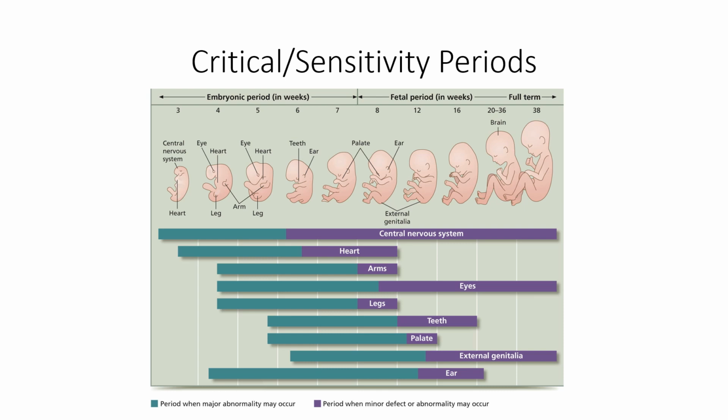Let's look at those critical periods. These critical periods are the periods in time in which these systems are growing the most rapidly. So when you look at it, there are some critical periods that start in the 3rd week. However, most of the critical periods go from about the 4th week to about the 8th week, when we're talking about when the major abnormalities can occur. These are when the organs are developing the most rapidly.